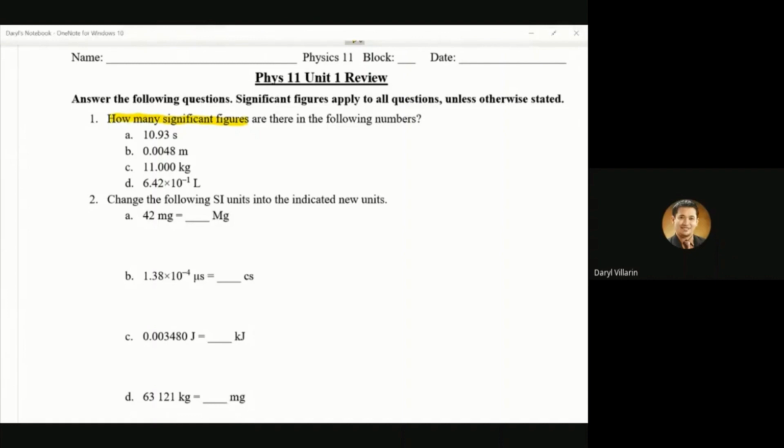So for the first one, this one contains 4 significant figures. Okay, so the zeros here are in between non-zeros, wherein all non-zeros are significant.